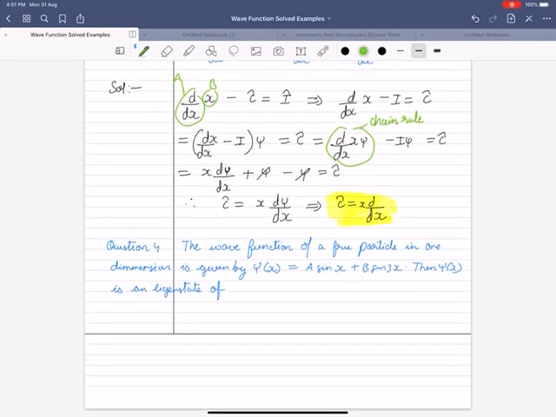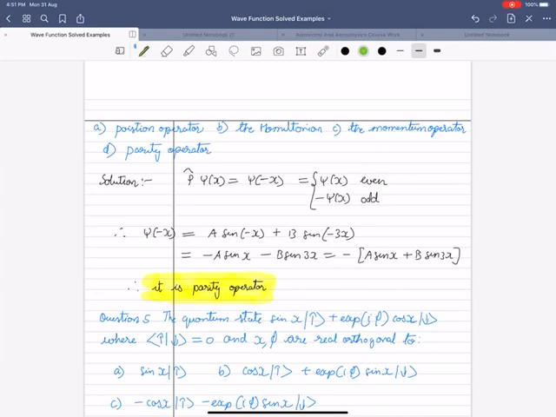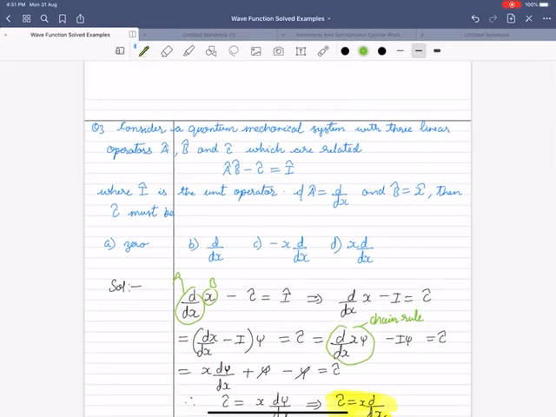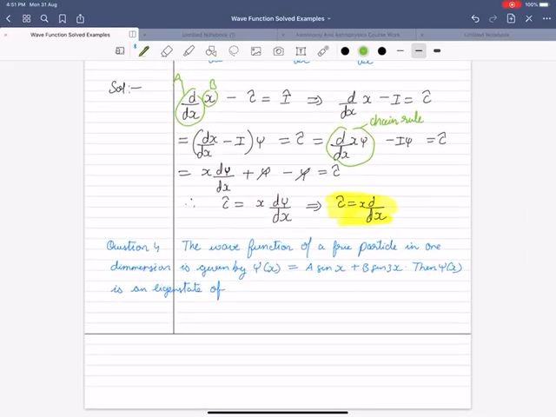Question number 4 says the wave function of a free particle in one dimension is given by psi x is equal to a sin x plus b sin 3x. Then psi x is an eigenstate of which operator: the position operator, the Hamiltonian, the momentum operator, or the parity operator. Basically what you have to do is identify which operator this is.